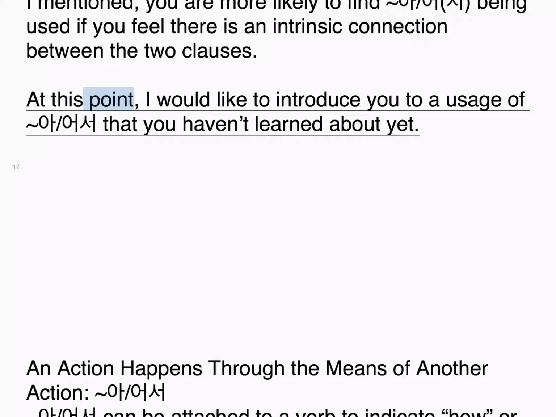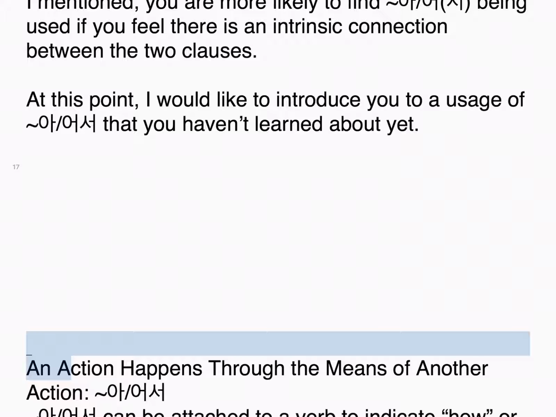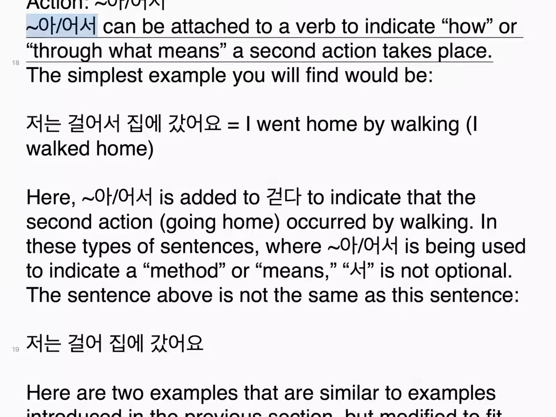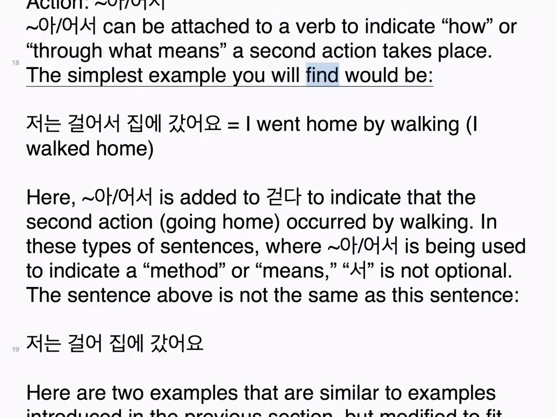At this point, I would like to introduce you to a usage of 어서 that you haven't learned about yet. An action happens through the means of another action. 어서 can be attached to a verb to indicate how or through what means a second action takes place. The simplest example you will find would be 저는 걸어서 집에 갔어요. I went home by walking.